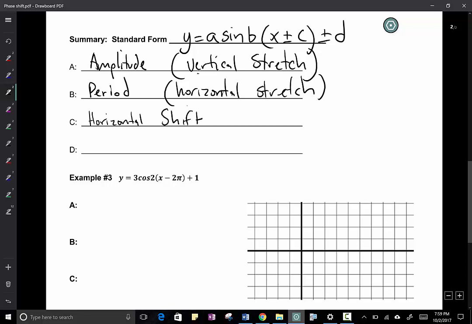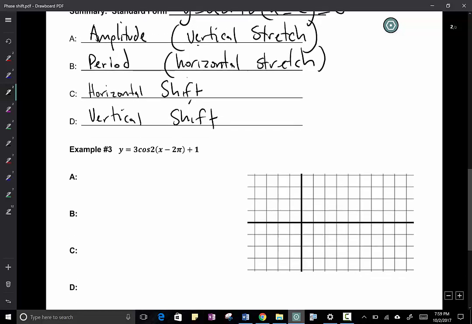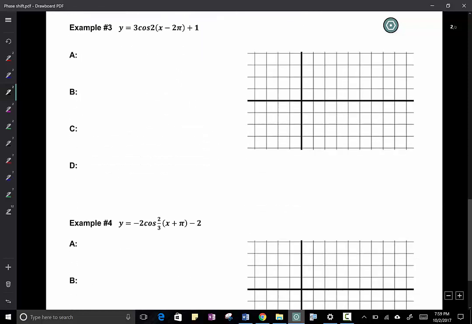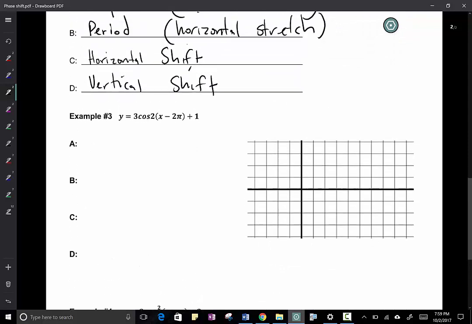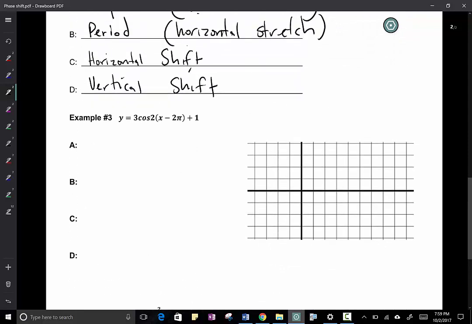And then we've got letter D, which is your vertical shift. Most important piece of the lesson is right here, example number 3, and then I'll let you finish with example number 4, okay? When you graph these, graph this portion only. And then once you've graphed that portion, you can just move your 5 points this many to the right and this many up. You with me?